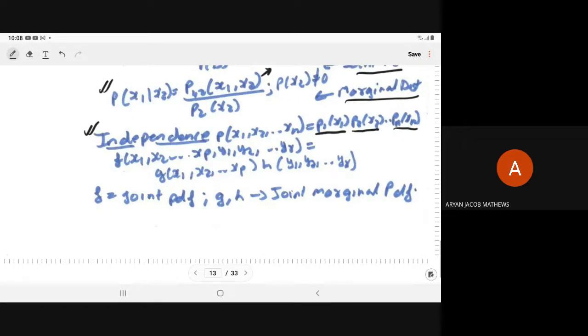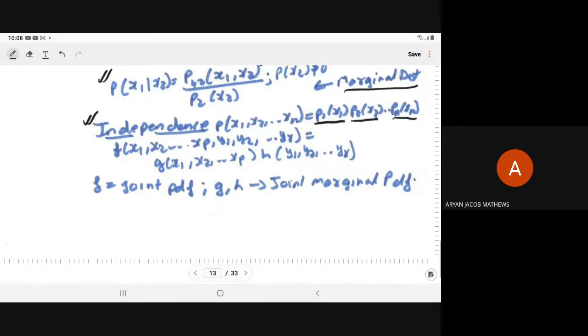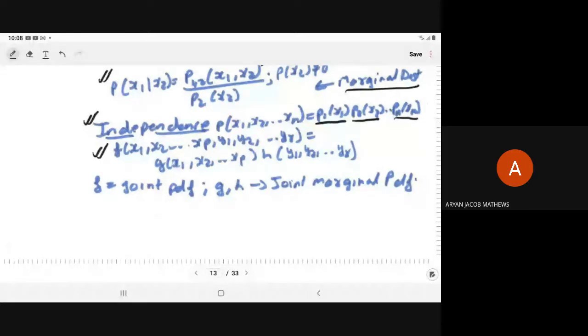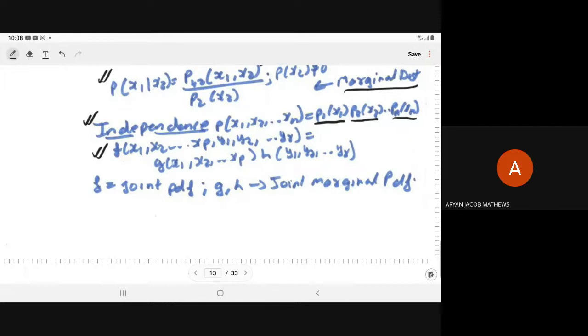Similarly, by chance, if we have f of x1, x2, xp, y1, y2, yp, and that can be written as g of x1, x2, xp multiplied by h of y1, y2, yp, then you can say that this set of variables is independent of this set of variables. So here f is the joint PDF and g and h are the joint marginal PDFs.